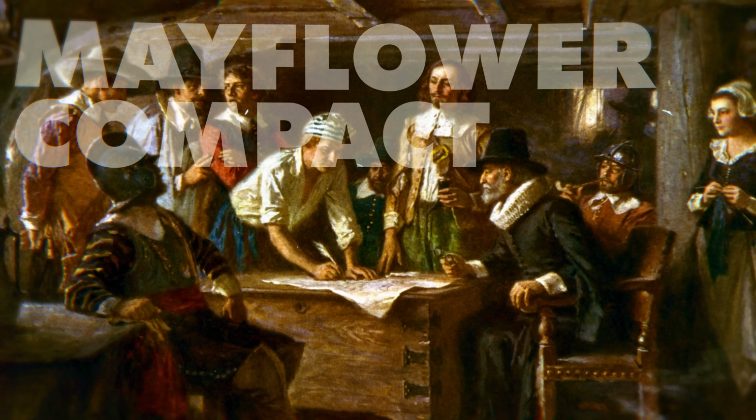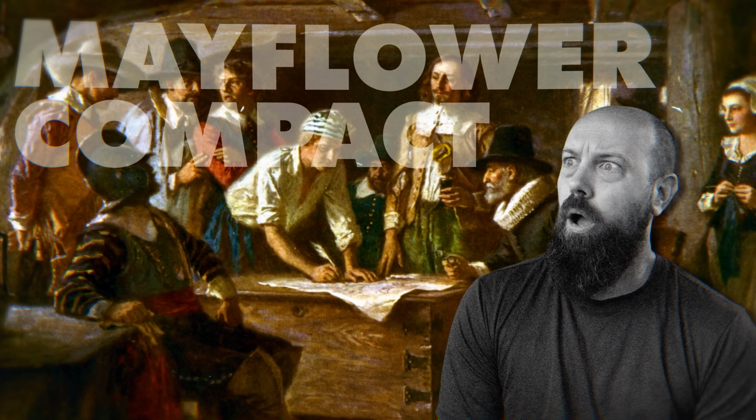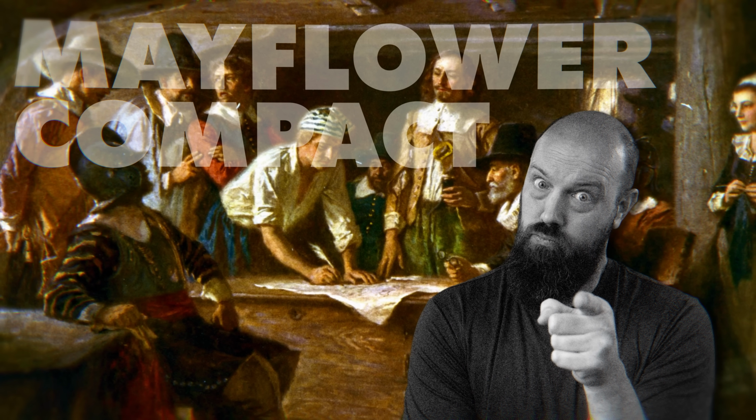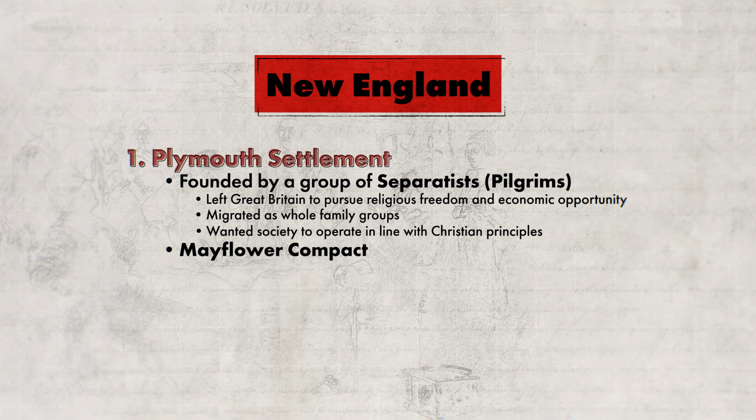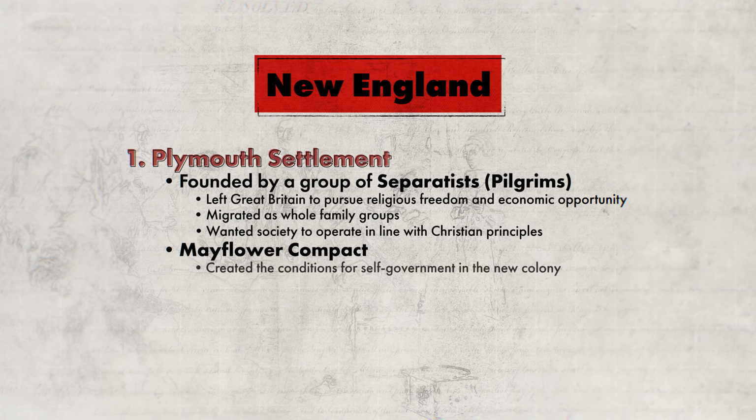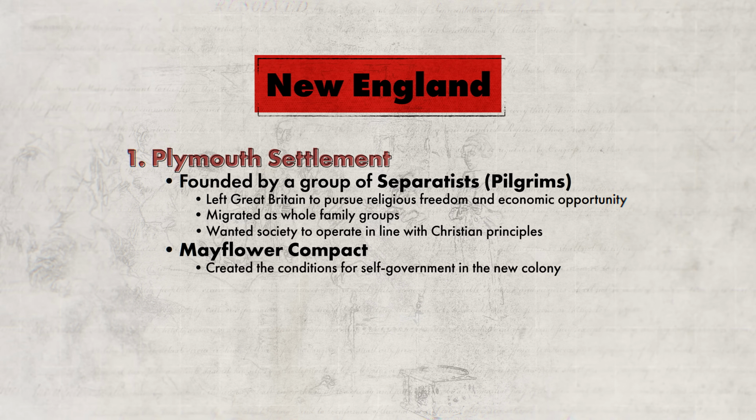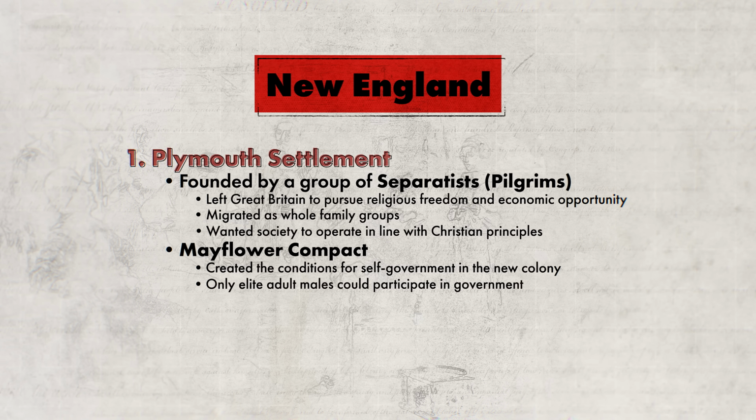which was an agreement to form a simple government that ruled by the will of the majority, which was an unusually democratic style of governance for the time. Now, to be clear, this document was not a constitution, but it did create the conditions for self-government in the new colony, even though only the more elite adult males could participate.